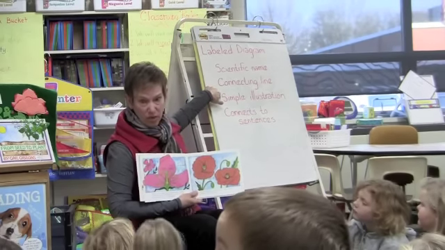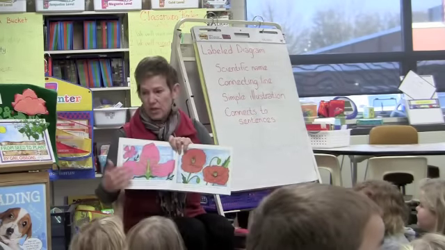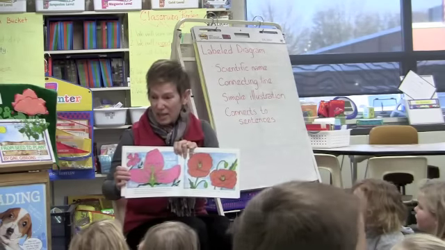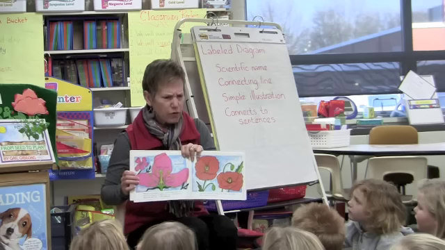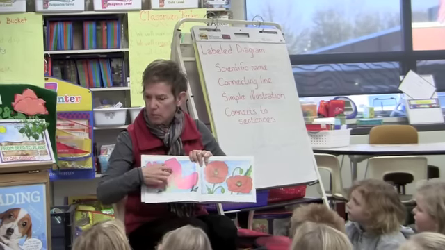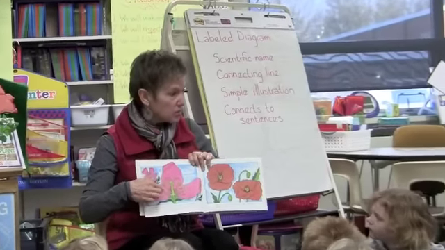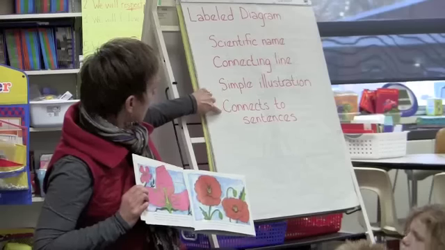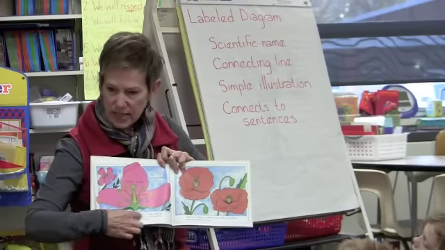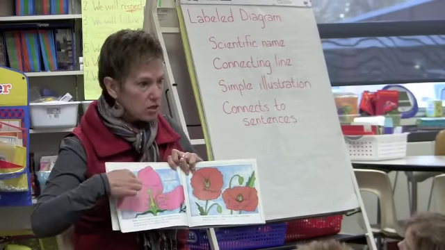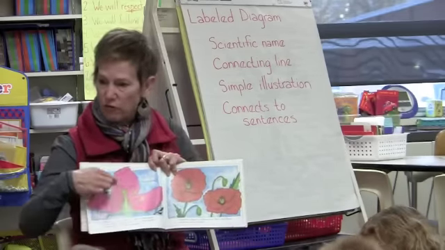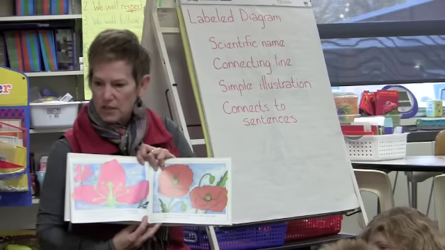She used a simple illustration. You know, she could have put 16 flowers and bees and birds and grass in that picture, but that would make it hard for me, her reader, to see those different parts. So she just put what was essential in there, just the most important parts. And then she connected to the sentences. So when I read these sentences, those words are in the diagram and in the sentences. So I can move back and forth as a reader and really get her message.